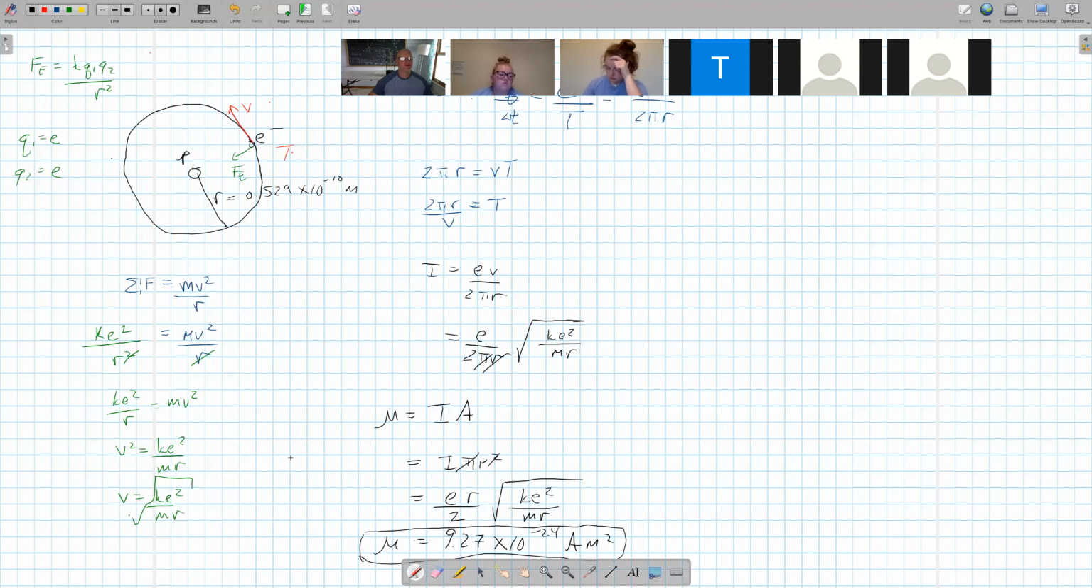Now, what's the direction of that magnetic moment? Even though it doesn't ask us that question, but we can do that anyways. Remember, what we do is we curl our fingers in the direction of the current. So in this case, since the electron is moving this way, it means the current is going like this. Point our thumb in the direction of the magnetic moment, which means in this case our magnetic moment would be pointing in this direction.